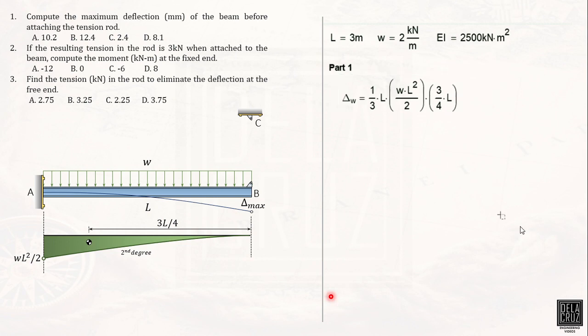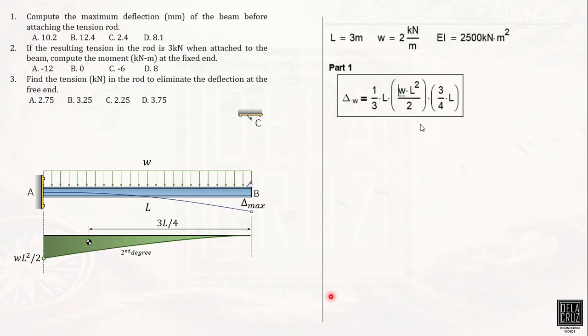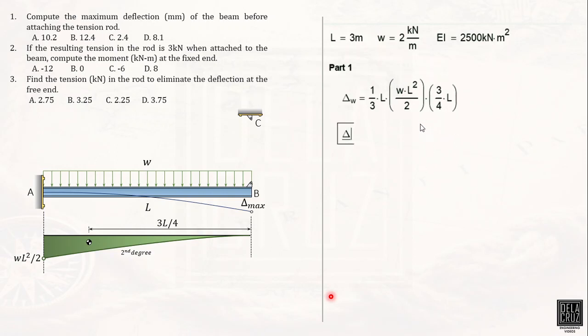So what will we come up with? Cancel the 3, then that is WL squared times L cubed over 8. So the delta due to the uniformly distributed load is WL cubed over 8. And by the way, there should be EI there. It should be multiplied by 1 over EI. I just did not write it here.